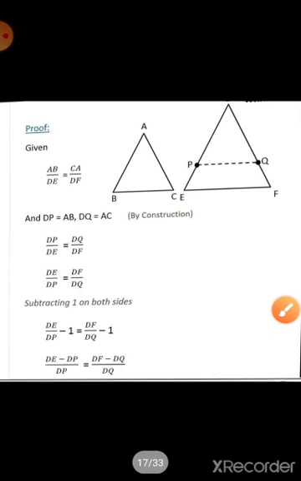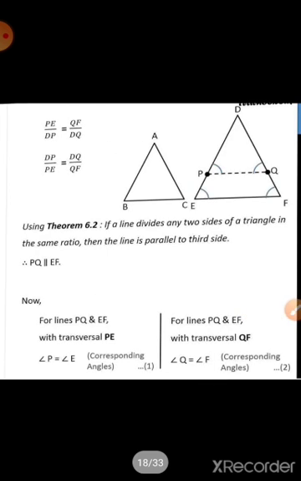DE minus DP is equal to this part PE. PE by DP is equal to QF by DQ. Take the reciprocals: DP by PE is equal to DQ by QF. So, by converse of Thales theorem, what can you say? This line is dividing these two sides in the same ratio. So, these two lines are parallel to each other. PQ is parallel to EF.